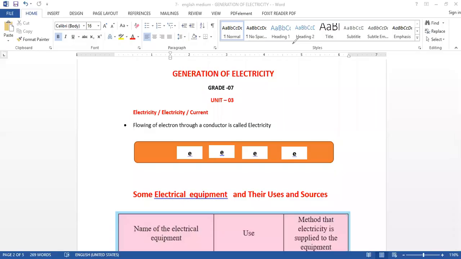Let's go to the notes. The first point says electricity or electric current. So it should be electric current, sorry.